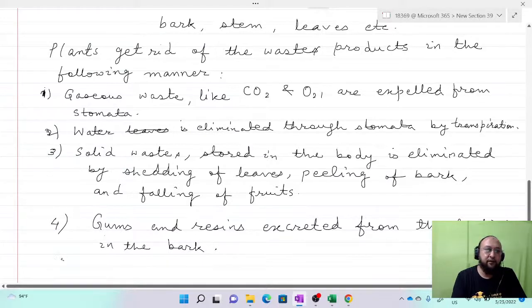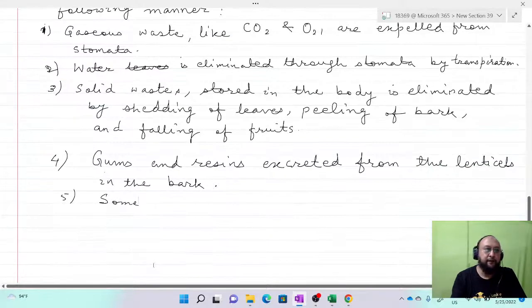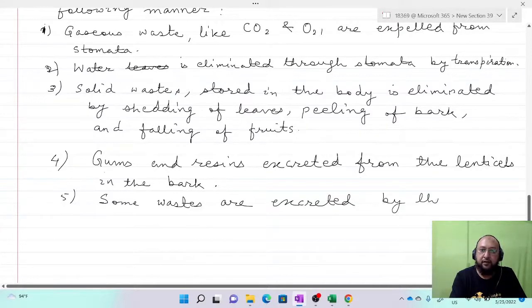Okay, number five. Some wastes are excreted by the plant in the soil around them.